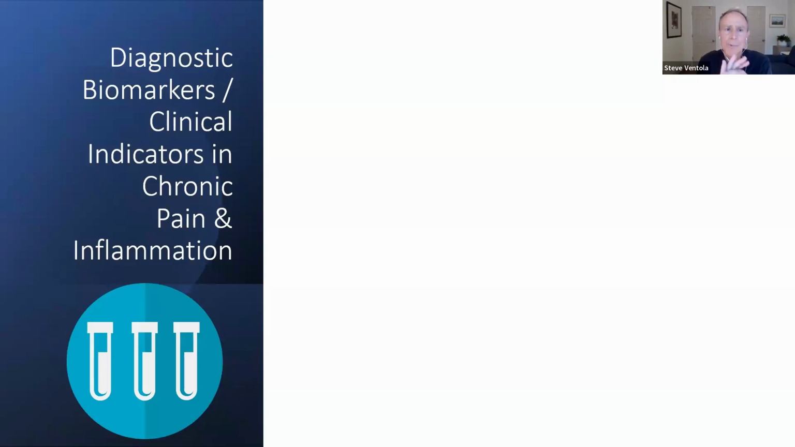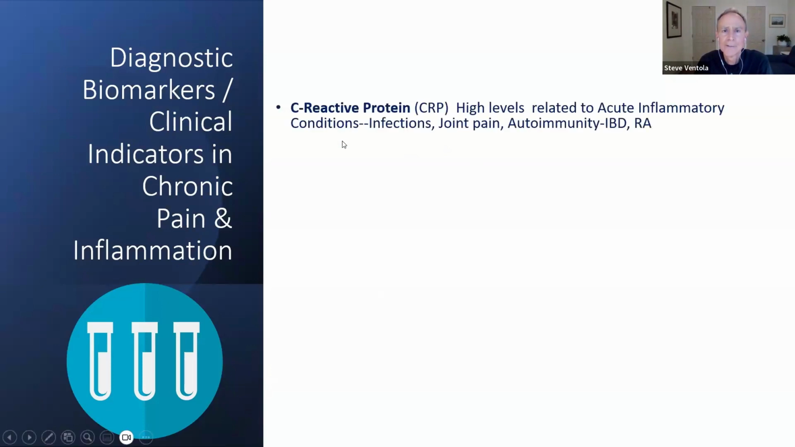So let's look at diagnostic markers, clinical indicators in chronic pain and inflammation. So if you are in pain or potentially you had pain in the past, there could be reasons why you were in pain that you may not have been aware of, or you may have. So let's look at these factors.